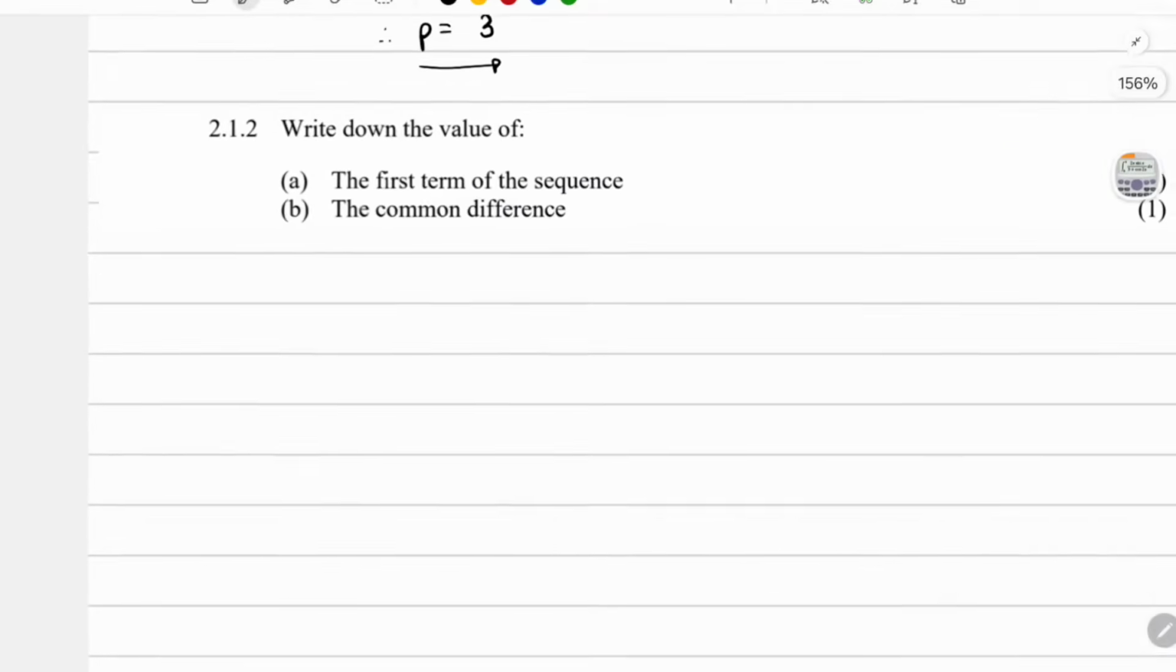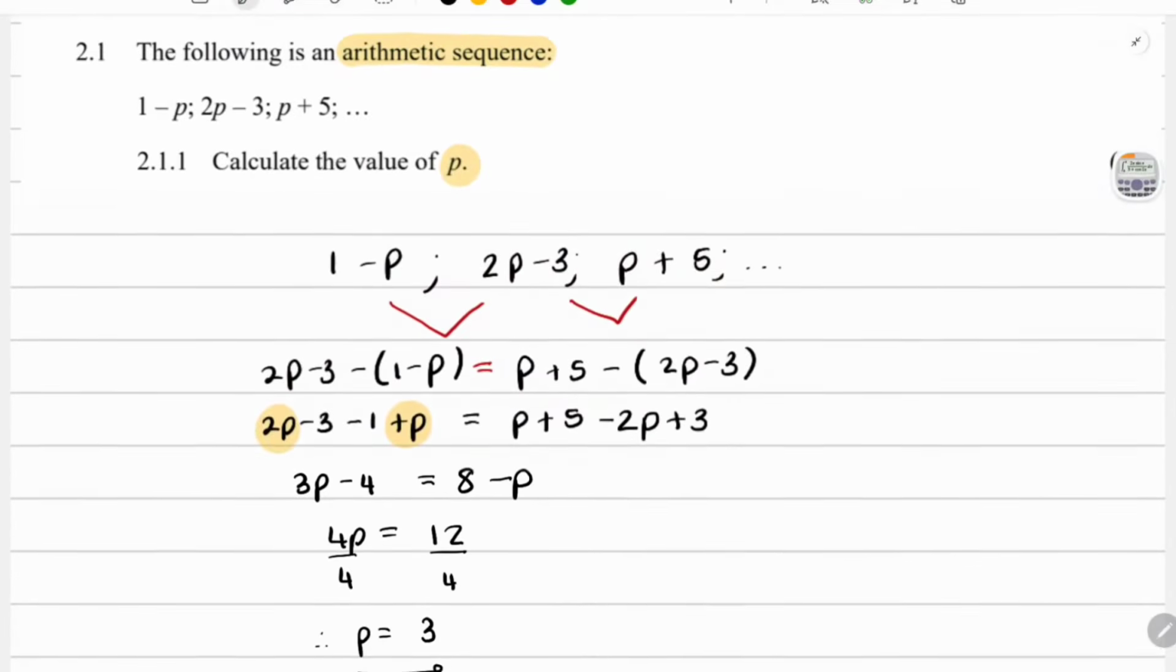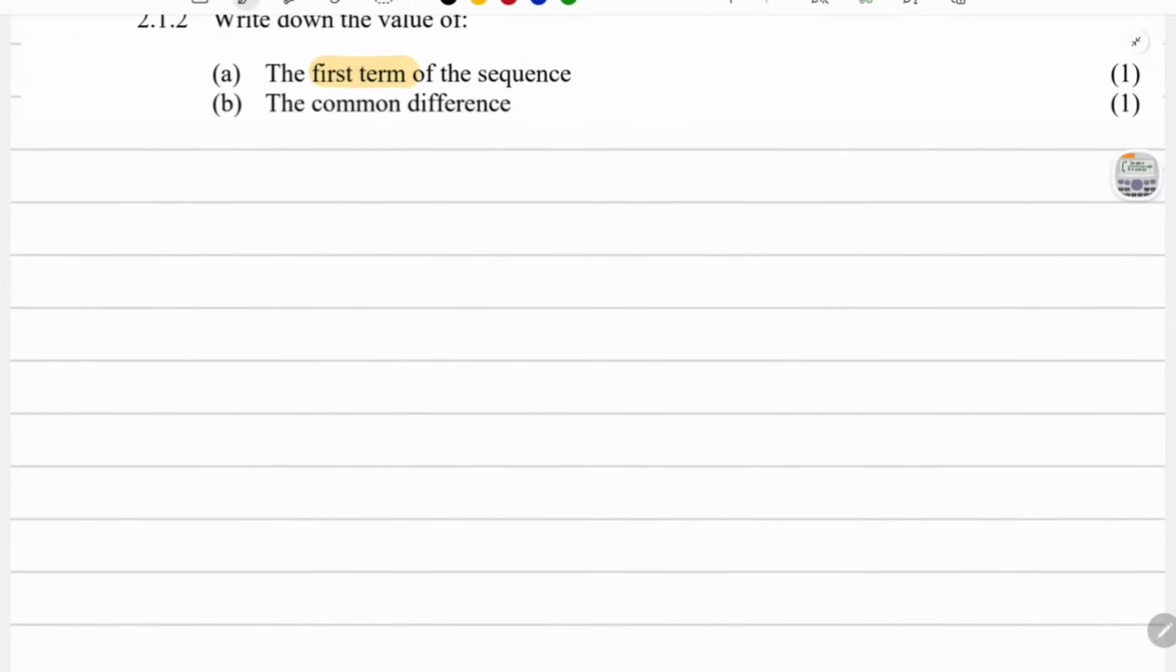So 2.1.2 now says, write down the value of, and the first one, we need to find the value of the first term of the sequence. Since we know p, we can find the first term. The first term, t1, is 1 minus p. So if t1 is equal to 1 minus p, this is a, so we don't forget. Then you just substitute p. That's 1 minus 3, which is negative 2. So that is the value of t1.